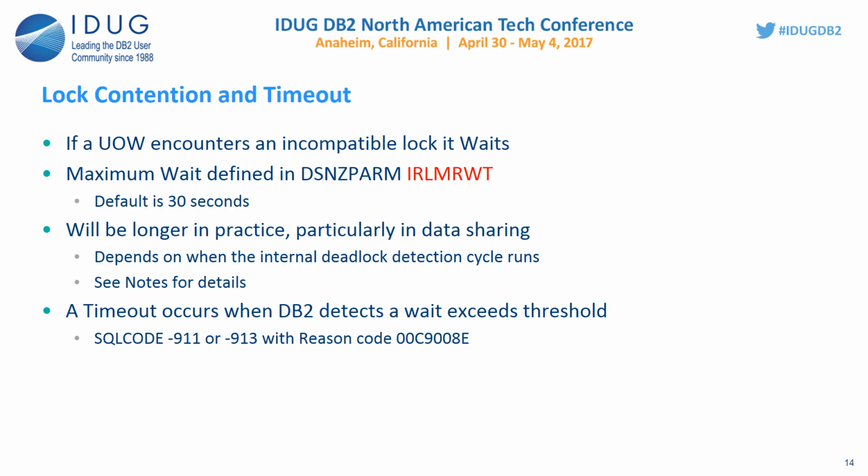So lock contention and timeout. If DB2 encounters an incompatible lock, it will sit and wait for that lock to be released, so whoever's got the lock is going to have to do a commit. Okay. And DB2 waits for a defined time called the IRLM wait time, which is another ZPARM. And the default is 30 seconds. All right. So your application will sit and wait for at least 30 seconds before it times out. Now we all know for online transactions, 30 seconds is a long time.